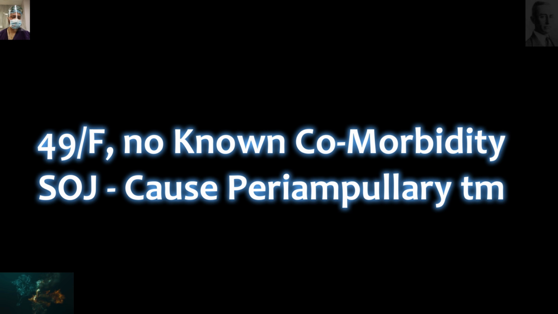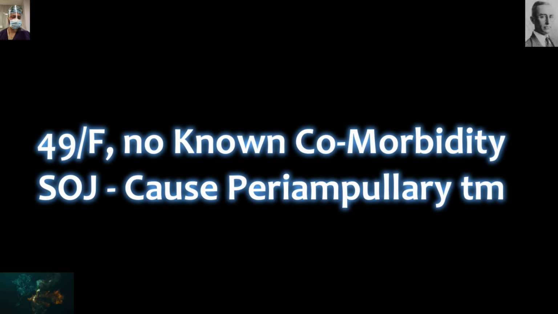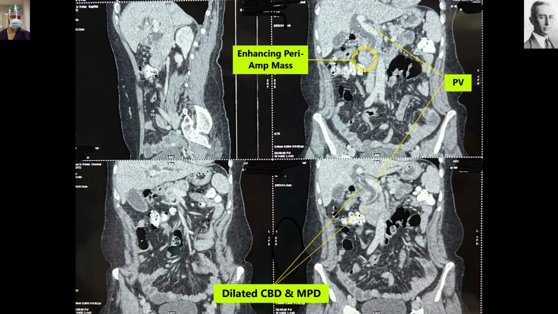So the patient in which we will demonstrate the Pancreatico-Jejunostomy in this video, she was a 49-year-old female with no known comorbidity. She presented to us with surgical obstructive jaundice and the cause was periampullary tumor. So these are the sagittal and coronal images of the CT scan of the same patient.